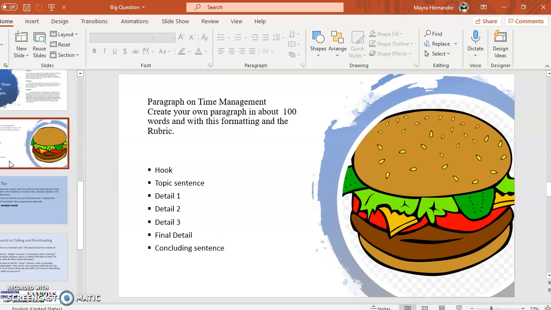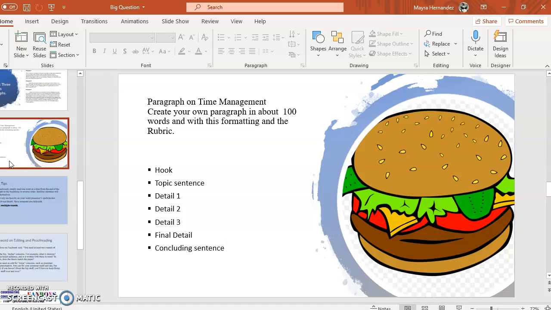Then once again, I remind them of the hamburger paragraph. Once again, I'm saying, create your own paragraph. Remember that before they saw sample paragraphs. Create your own paragraph in about 100 words and with this formatting. A hook. Do you manage time or does time manage you? The hook they have. Write a topic sentence. The topic sentence should be the sentence that answers the big question. The topic sentence should reflect your stand about the issue.